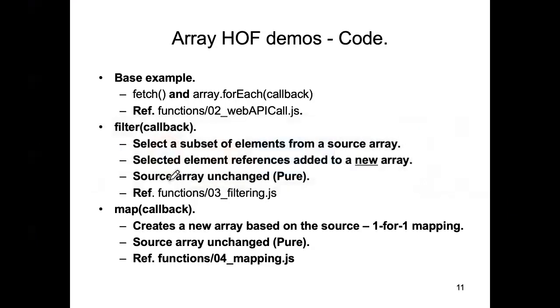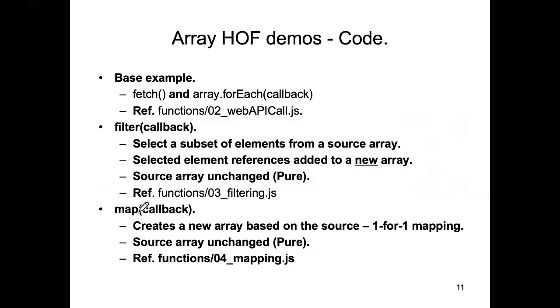That's filter. The map higher order function takes a source array and generates an output array, and there's a one-for-one between the source and the output. So whatever number of entries you have in your source array, you'll have the same number of entries in your output array, which is different from the filter, obviously.